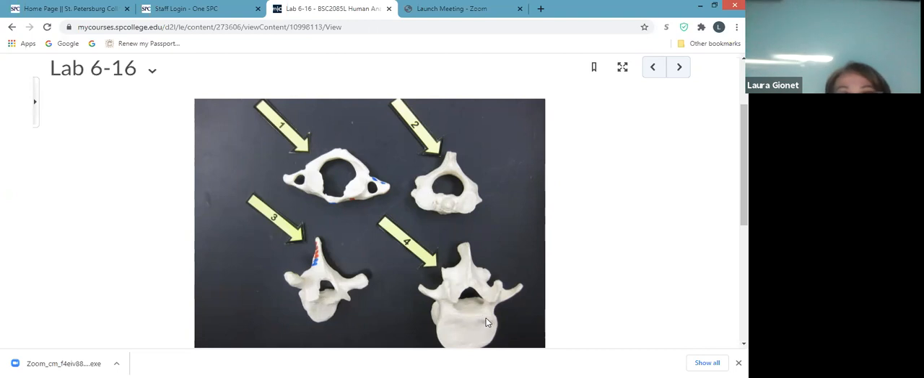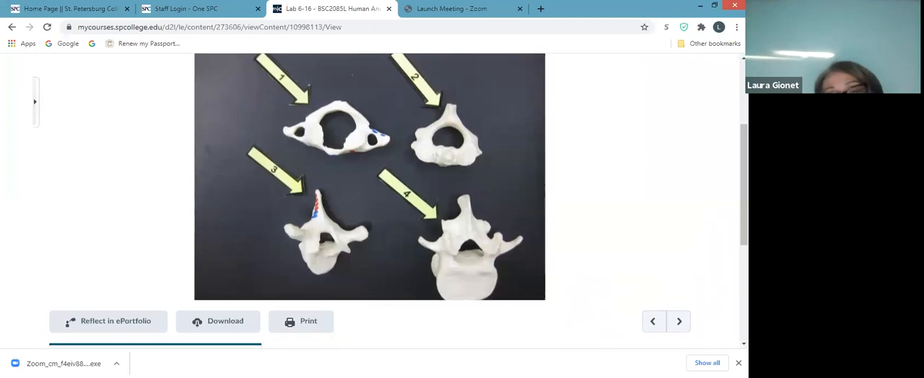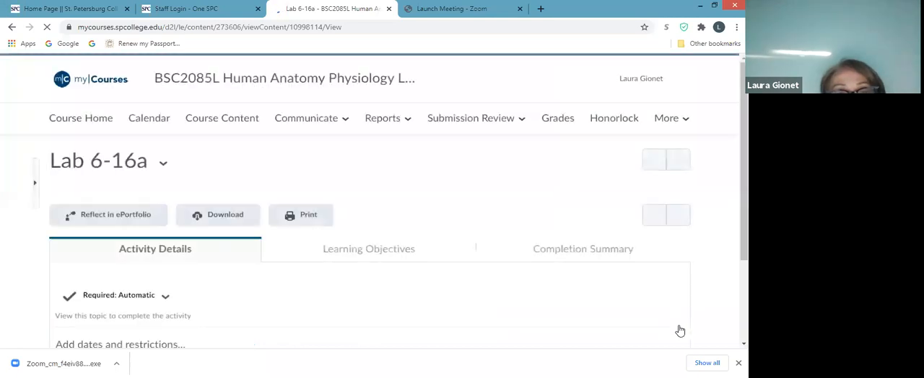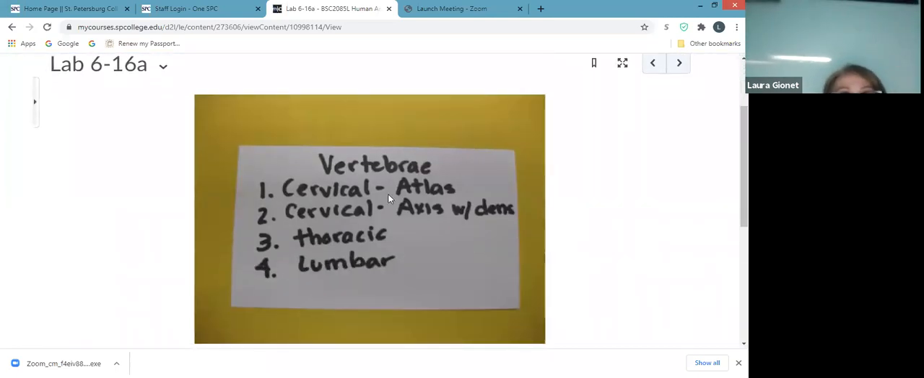And then number 4, look at the size of that vertebral body. It's huge, right? This is the largest of the vertebra. It would be a lumbar vertebra. You can see a substantial body, a vertebral foramen, transverse processes, and a spinous process too. So we have C1 atlas, C2 axis with its dens, which sticks up superiorly, and a thoracic and a lumbar vertebra.